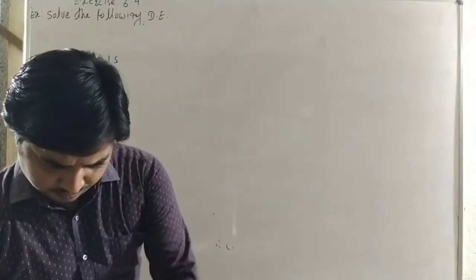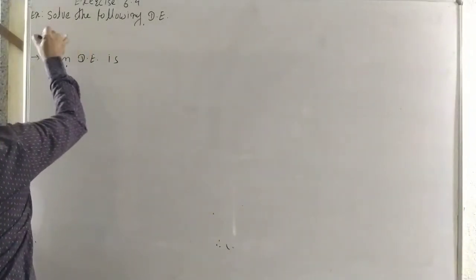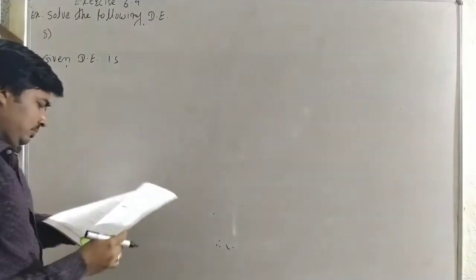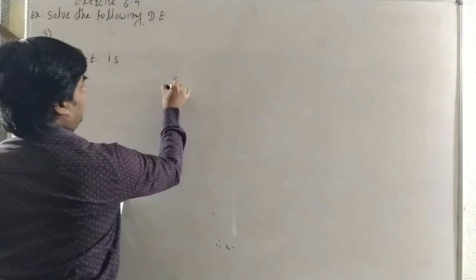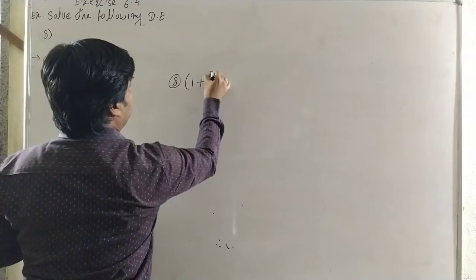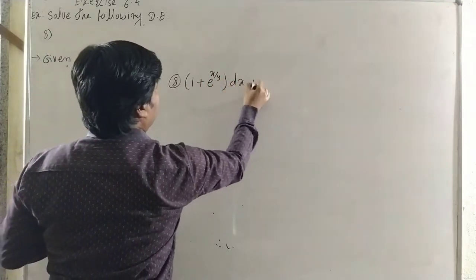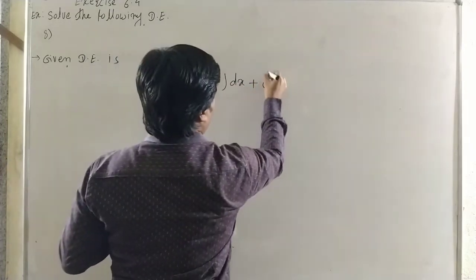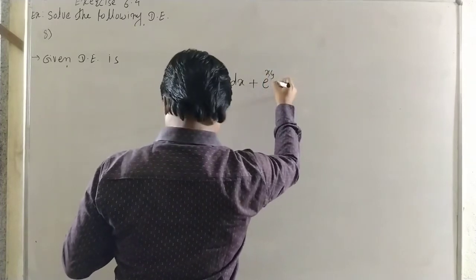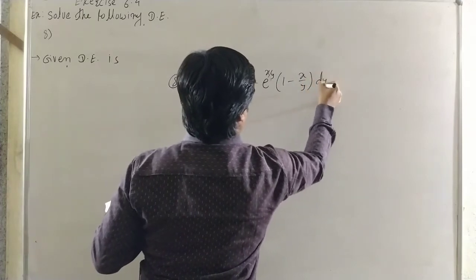The example number 8. 1 plus e raised to x by y. Now here, okay, see carefully this example. This example we have already done. It is 1 plus e raised to x by y dx plus e raised to x by y into 1 minus x by y dy is equal to 0.